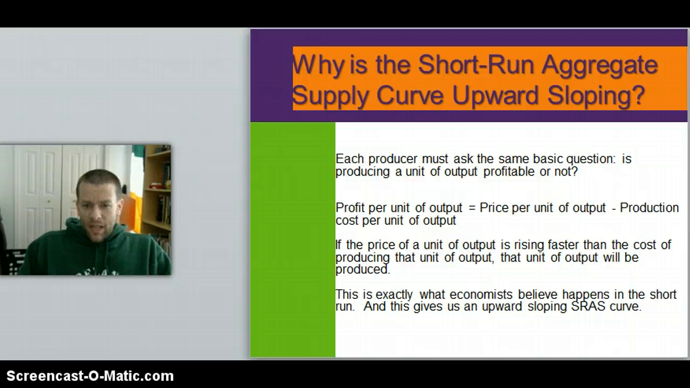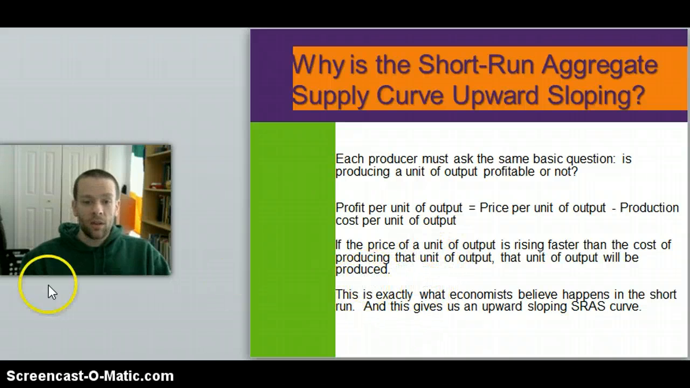And so each producer must ask the same basic question. All right, is it profitable for me to do what I'm doing? Is it profitable for me to make an extra unit of output? Is producing that unit of output going to make me a profit or not? All right, and profit per unit of output, to get that, you simply take the price, what the consumer is paying for that, minus the production cost. And so if you're making a profit, you'll continue to sell it. So if the price of that unit of output is rising faster than the cost of producing that unit, that unit will be produced.